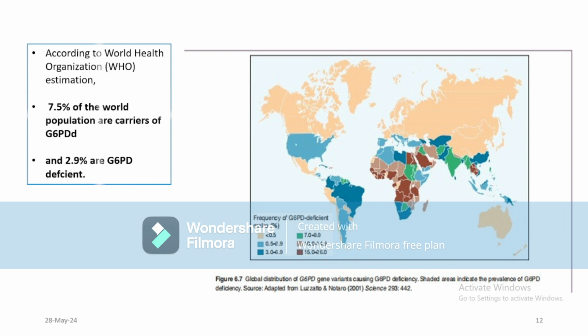According to WHO, as I speak, about 7.5% of the world population are carriers of G6PD. Out of the 7.5%, 2.9% are G6PD deficient. And so I don't know, if you don't know your status, you have to start checking. Maybe you may be part of the 2.9%. Who knows? And once you are part of them, you have to know how to take your medication.